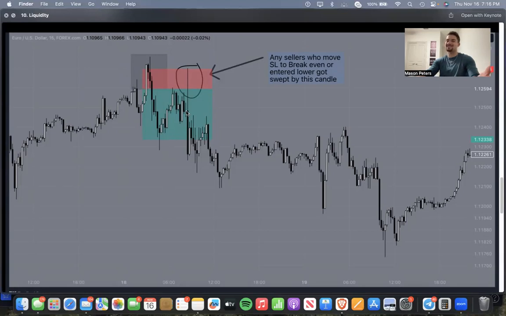8:30 news hits the markets. Look at that wick right there. Anybody with their stop losses in this general area, they get taken out. Maybe you moved your SL to break even, you still get taken out, and then the trade goes in the right direction. Any sellers who move SL to break even or entered lower got swept by this candle.